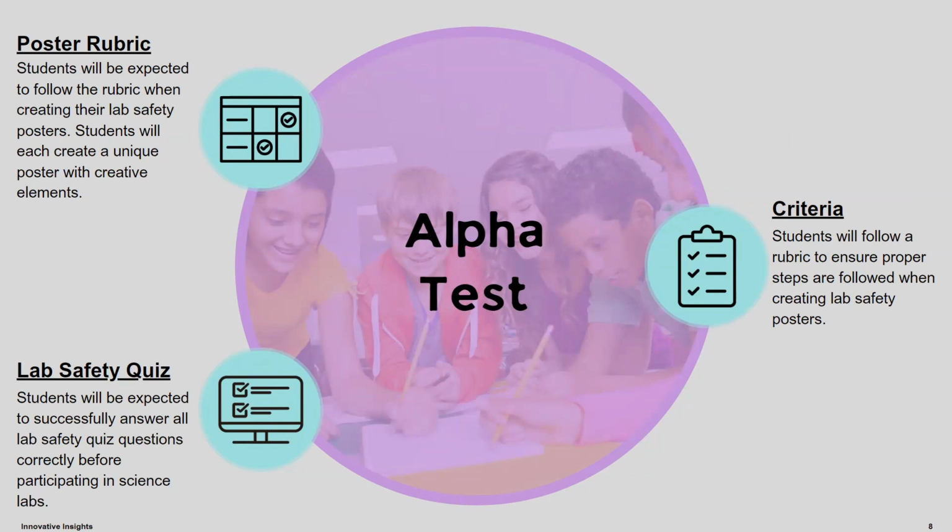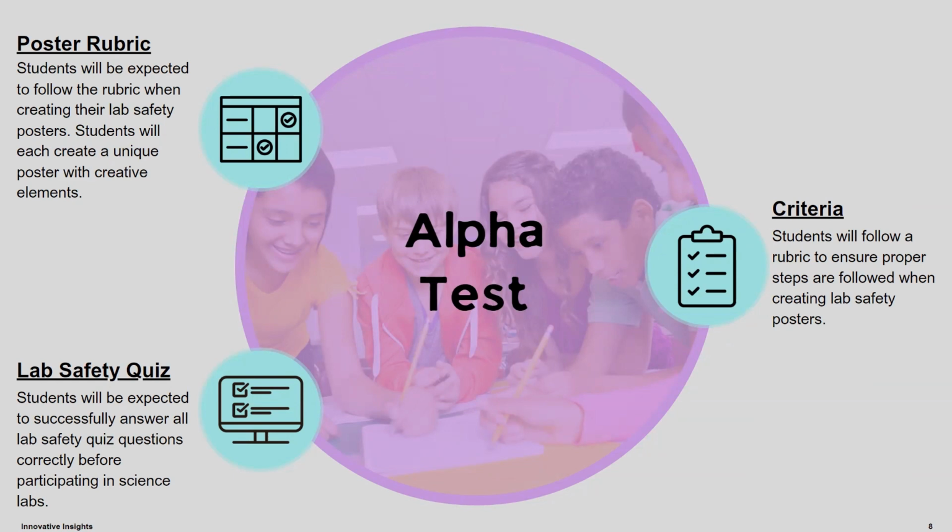The alpha testing portion of this project will be used to assess students on their knowledge of how to utilize lab safety equipment properly. The lesson is geared towards instructing the students on the do's and don'ts while in a science lab, and students must score between 90 and 100%, which is an expert rating, on all assessment material, which includes the lab safety poster.